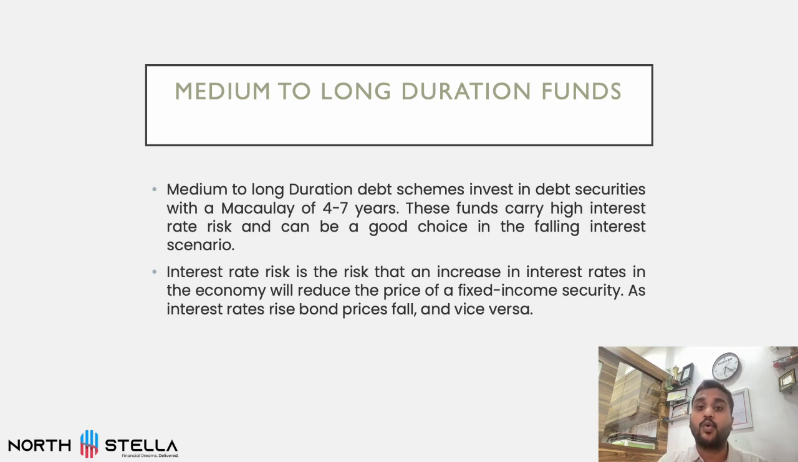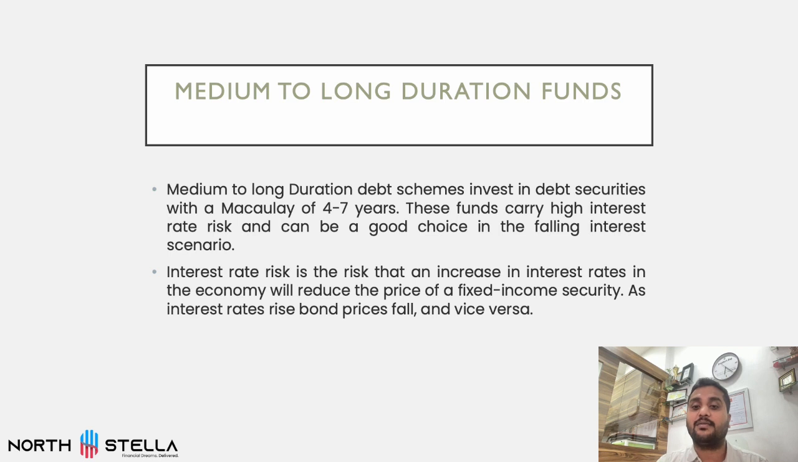So you are opting to take a higher risk by investing in papers or bonds or securities which are 4 to 7 years. The risk is high because we don't know what will be the interest rate scenario down the line, 3 years, 5 years, 7 years. I know what will be the interest rate in the next 3 months, 6 months, or maximum up to 12 months. So if I go beyond 1 year, a risk gets added, but the risk is balanced by the returns it provides. So interest rate risk is the risk that an increase in interest rates in the economy will reduce the price of fixed income securities. Whenever there is an increase in the interest rate, the price of the bond decreases.